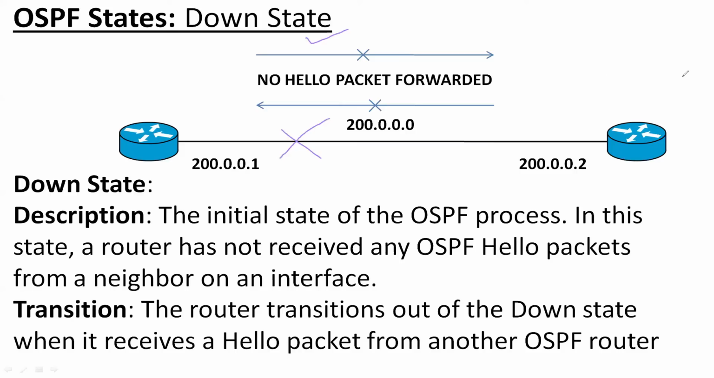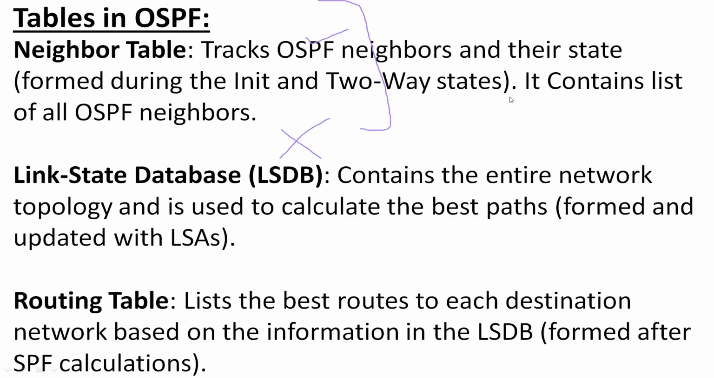In down state, there is no data flow, or you can say the OSPF process is not running either. But why do we need these 7 states? What is the output of these 7 states? The output is that there are 3 tables in OSPF: the neighbor table, the link state database table, and the routing table. The neighbor table has the information of all the directly connected neighbors of OSPF.